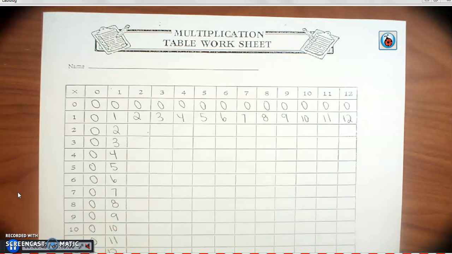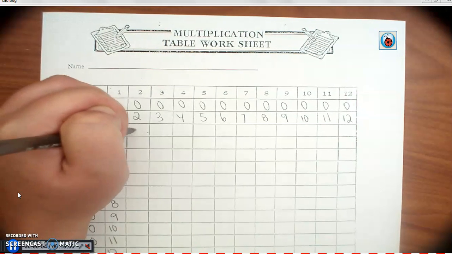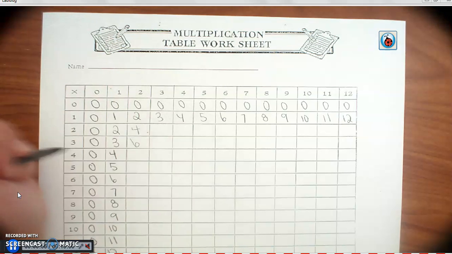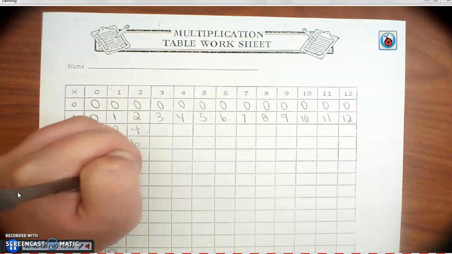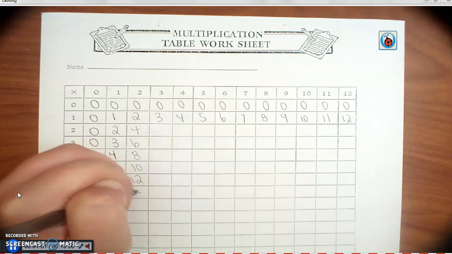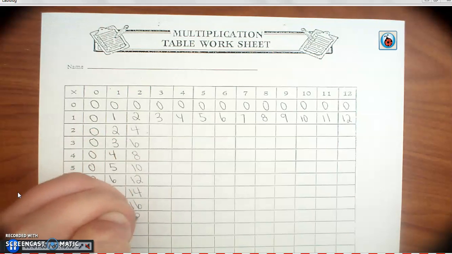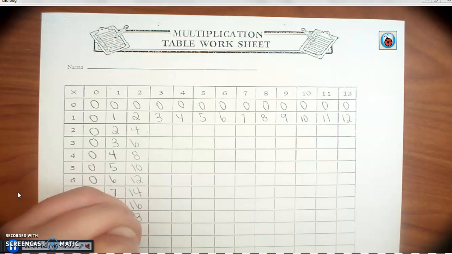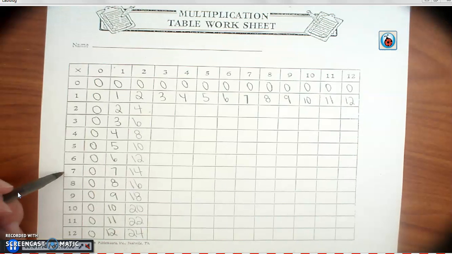Okay, here we go. So the twos, you can just count by twos. 0, 2, 4, 6, 8, 10, 12, 14, 16, 18, 20, 22, 24. Okay, I know that I can count by twos, but I do want to make sure I go back and make sure I know the actual facts. Like, okay, 7 times 2, yep, that is 14. 11 times 2, that is 22. Okay, I want to make sure I know those facts.